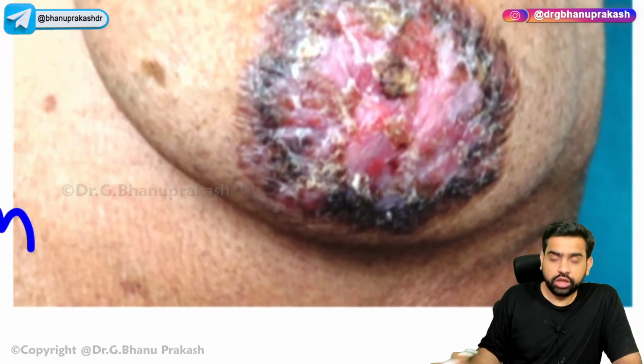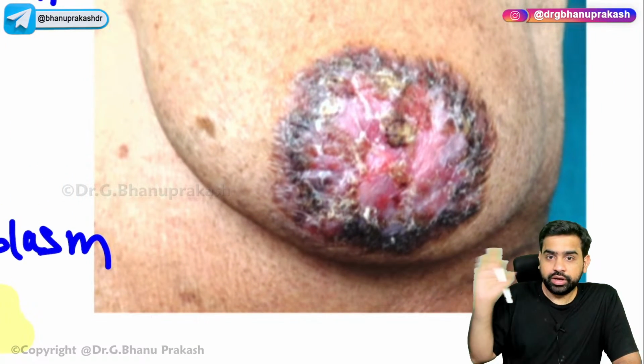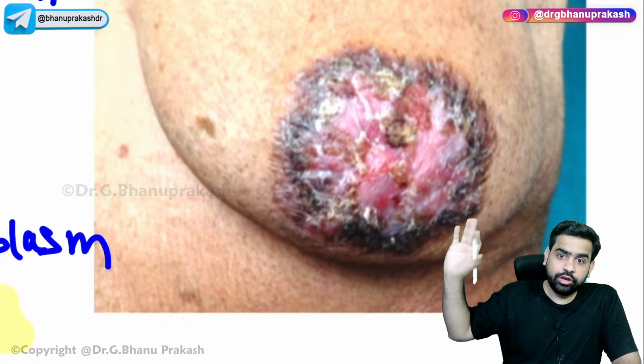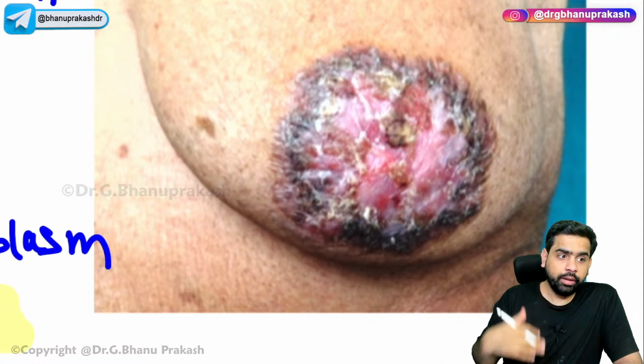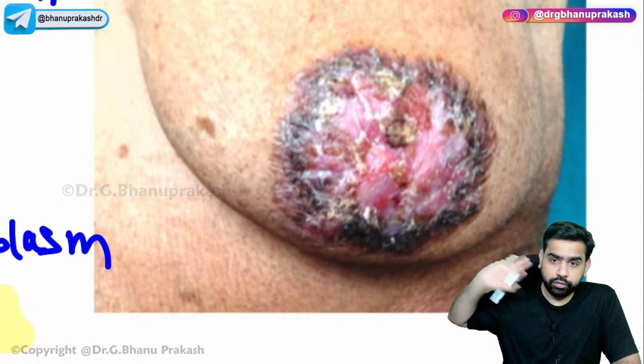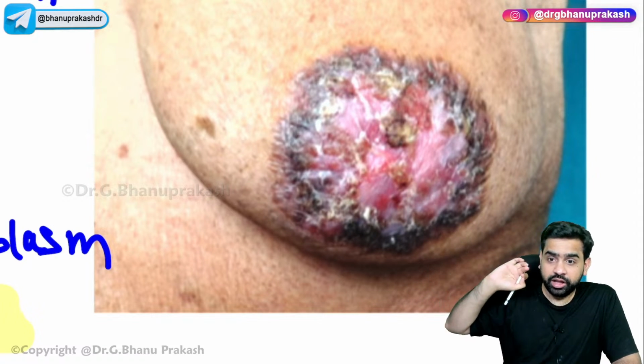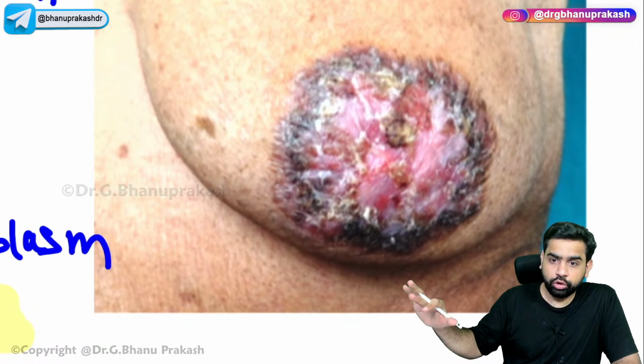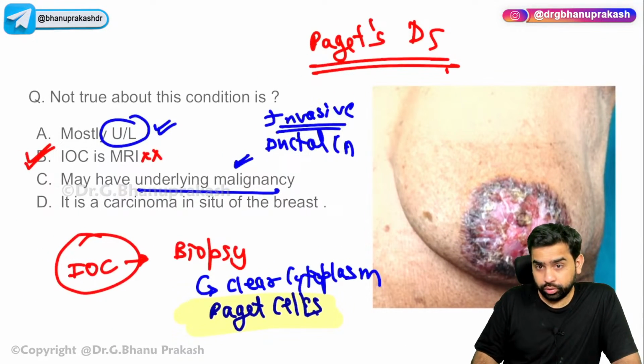Also, this image is very, very important. How do you get to know that this is Paget's disease? The nipple areolar complex is completely destroyed. Paget's disease is a kind of spot diagnosis. Whenever you get an image like this, it is Paget's disease, where the nipple areolar complex is completely destroyed. I hope you are able to understand and appreciate this.